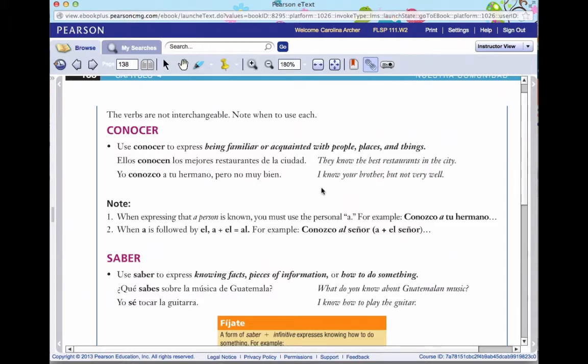Or I know your brother, but not very well. Yo conozco a tu hermano, pero no muy bien. Okay, so to be familiar or acquainted with something, you use conocer.